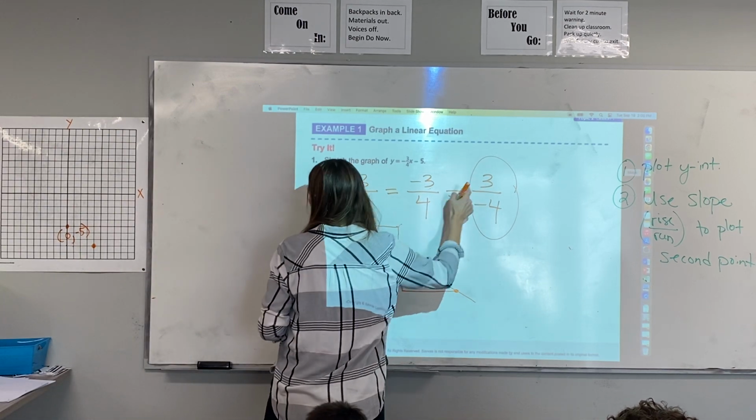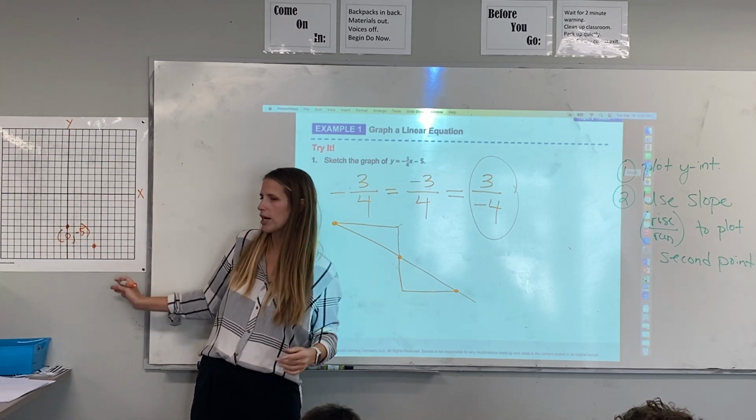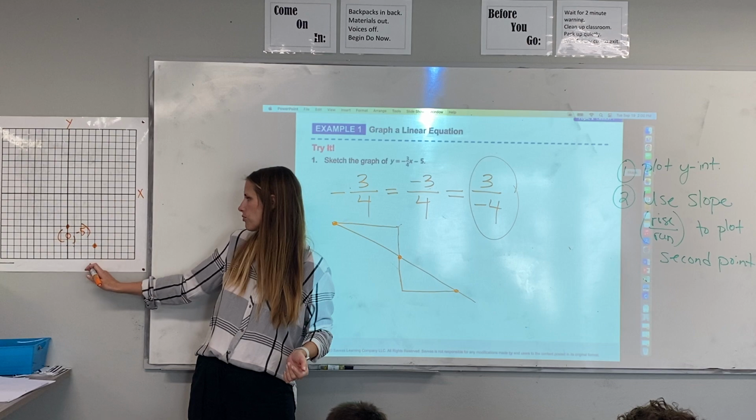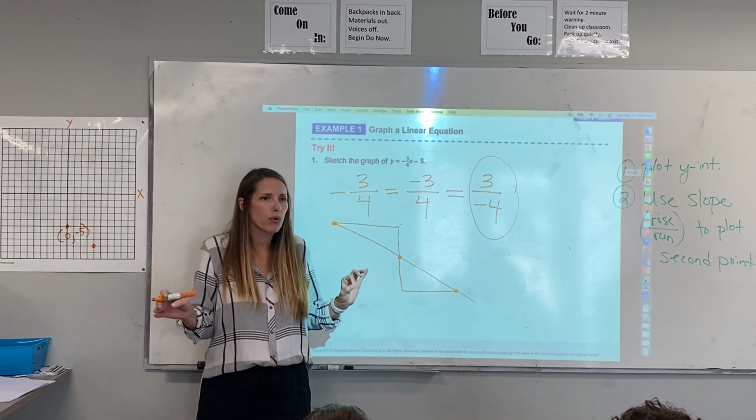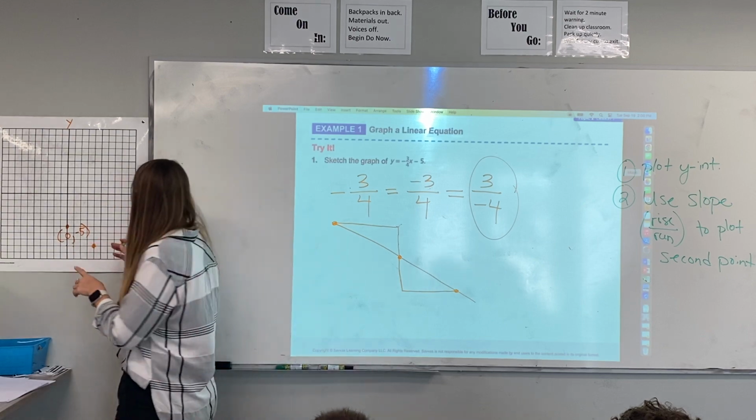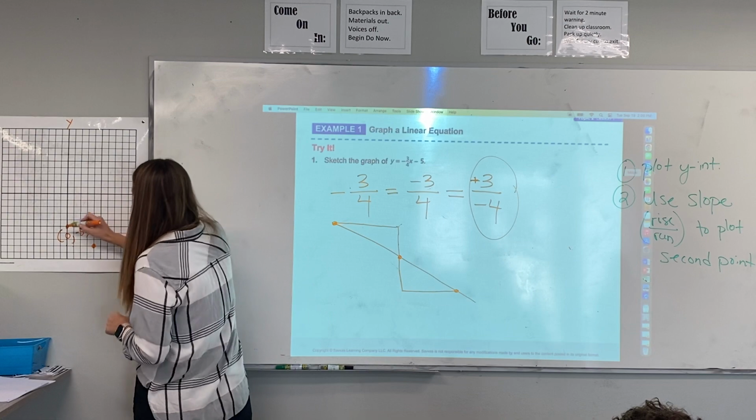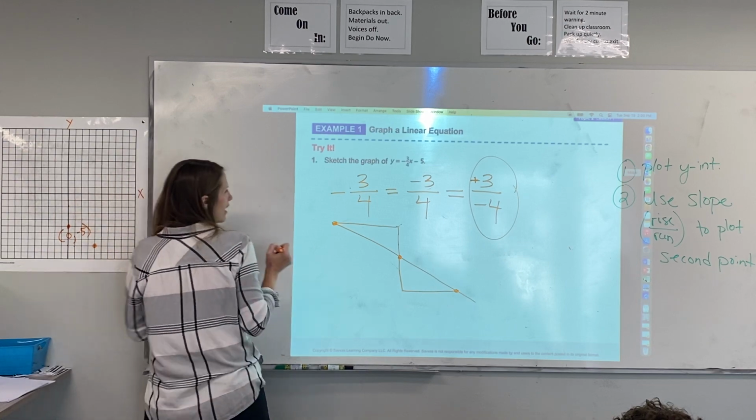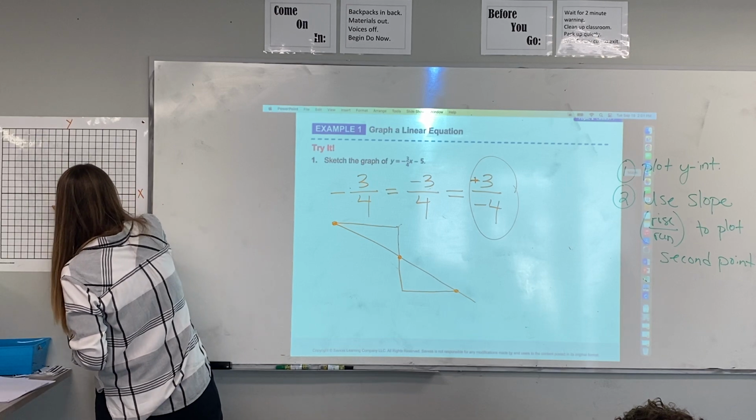So for this one, I could say, hey, I don't like going this low, because what if I wanted to draw another one? I couldn't go down 3 and over 4 again, I just don't have enough space. So if I wanted to just plot another point just to be safe, I would go up 3, 1, 2, 3, and then I'd have to go to the left 4. 1, 2, 3, 4.